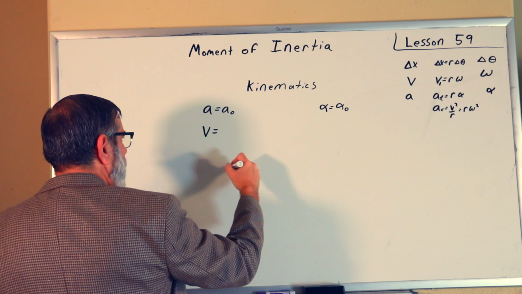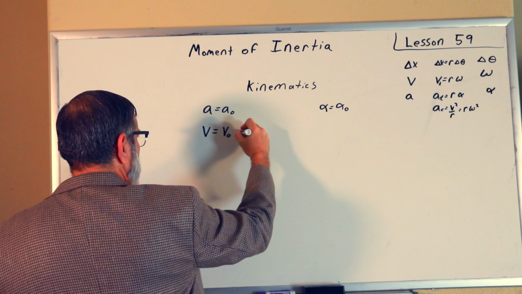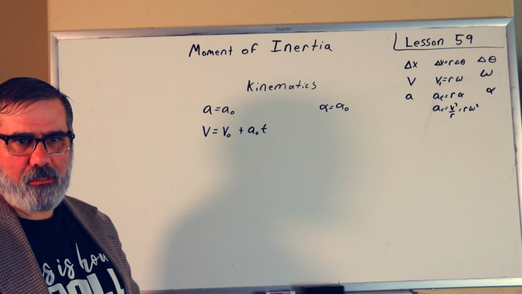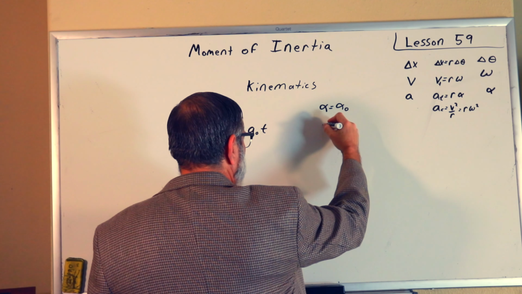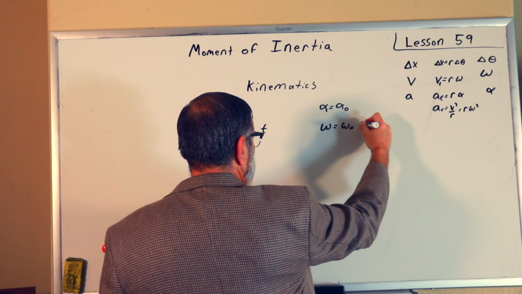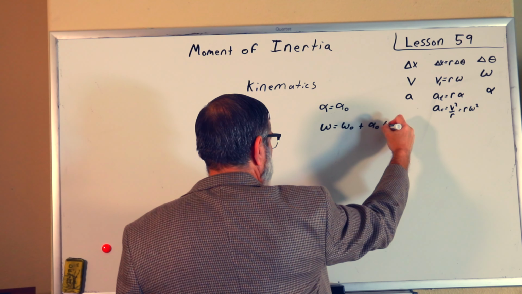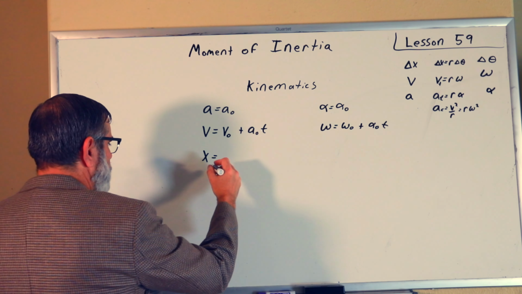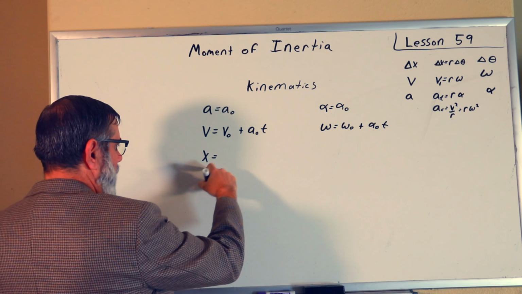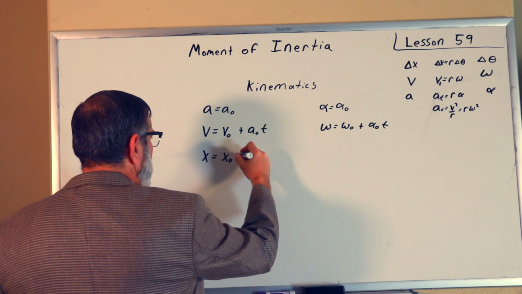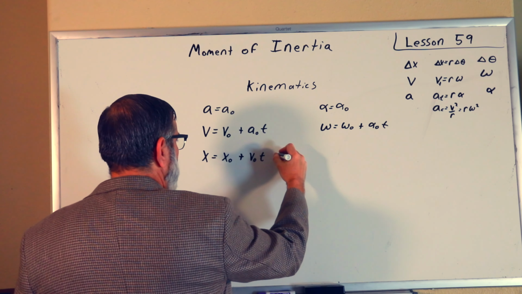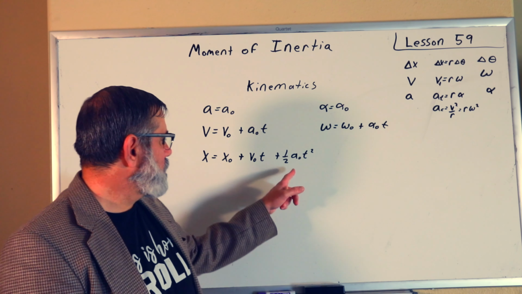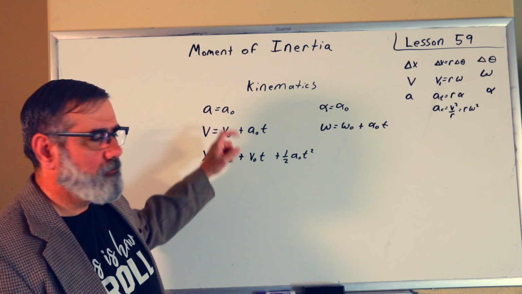Next is the velocity, and you'll recall that the linear velocity is equal to the initial velocity plus the acceleration times time, where I'm assuming the acceleration is constant throughout. Analogous to that would be the angular velocity, which can be written as the initial angular velocity plus the angular acceleration times time. Then, of course, we have the x position. You could also call this the displacement, but usually we write it as x is equal to x naught, our initial position, plus the initial velocity times time, plus 1/2 a naught t squared, where this last factor is a consequence of the acceleration being a constant.